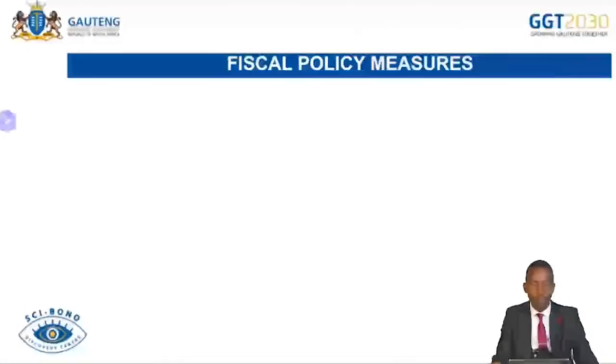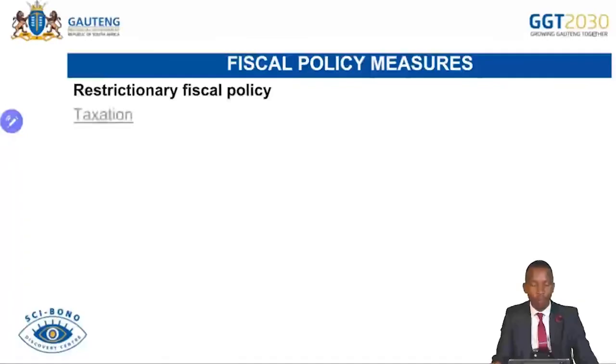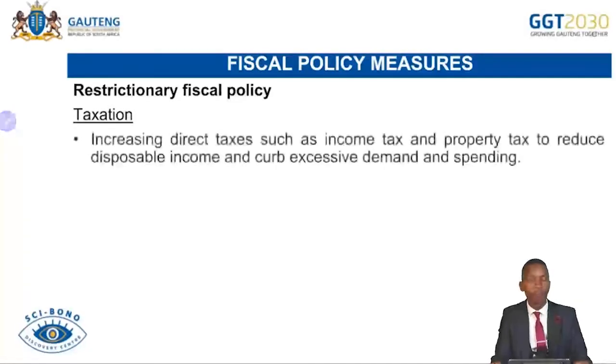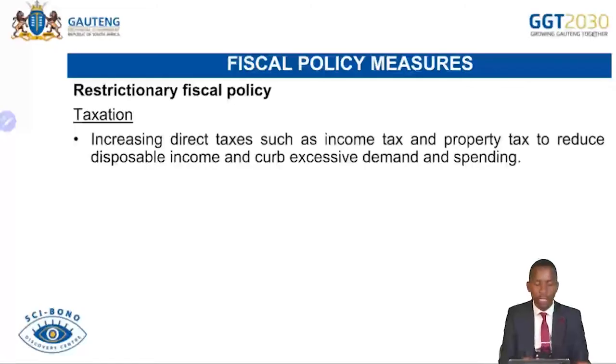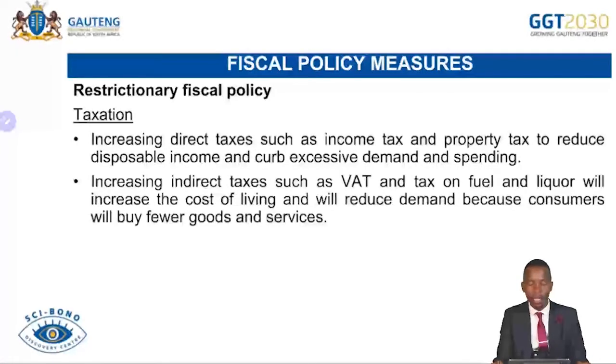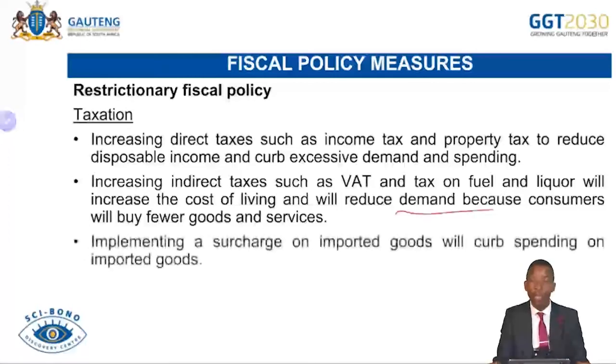And then we continue with the restrictive fiscal policy. Now we talk of taxation. If ever the taxes have been increased, that leads to less demand. So increasing direct taxes such as income tax and property tax reduces disposable income to curb excessive demand and spending in the economy. Increasing indirect taxes such as VAT and tax on fuel and liquor will increase the cost of living and will reduce the demand for goods and services, which will lead to less inflation.